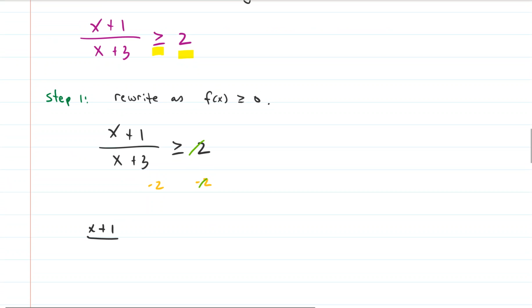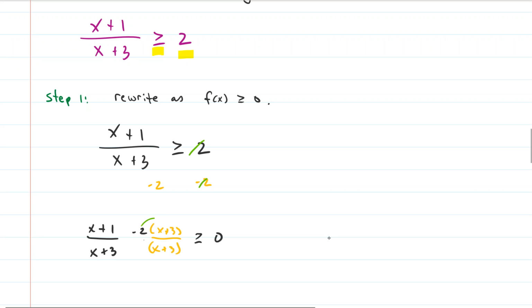x plus 1 and x plus 3, and we have minus 2, and then we have greater than or equal to 0. So we need to get a common denominator here. So let's move the greater than or equal to 0 to the right a little bit. And let's multiply top and bottom by x plus 3 to the negative 2. That way we're getting a common denominator.